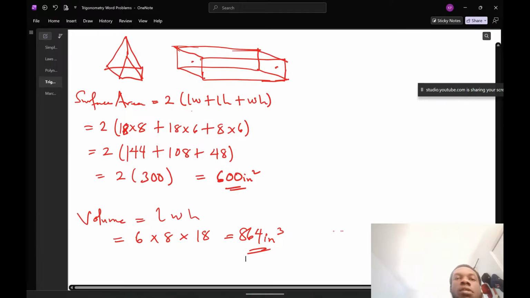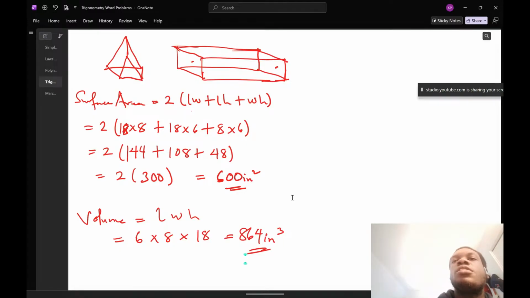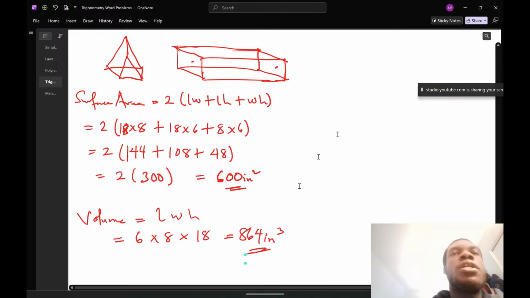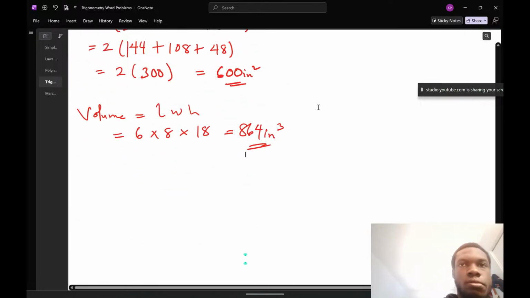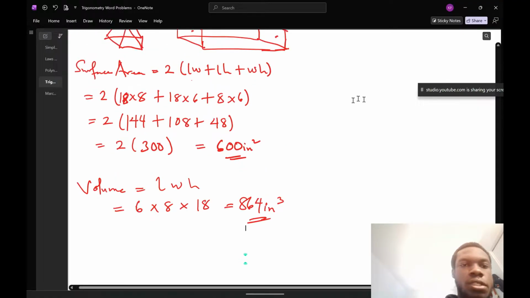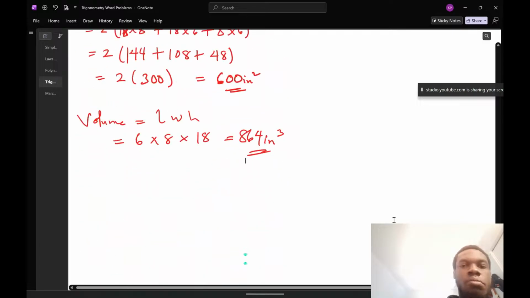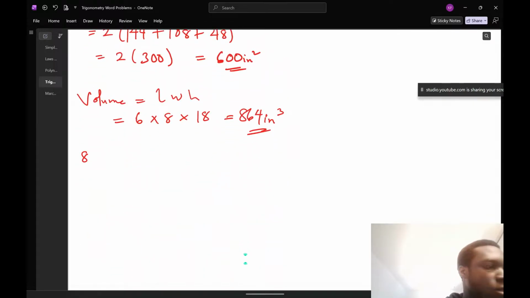Okay. So now I want us to do a pyramid. Before I end this live stream, I want to do a pyramid. Let me do a triangular pyramid. A triangular pyramid. This is number 7. Let me do number 8 now. So we have a pyramid that looks like this.